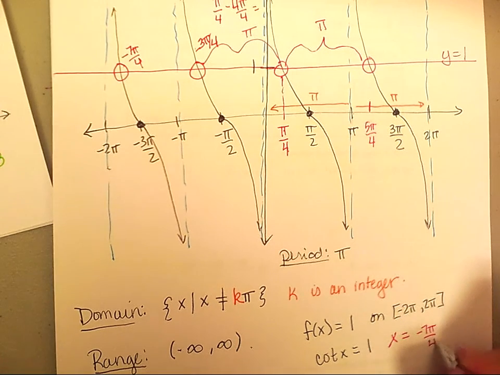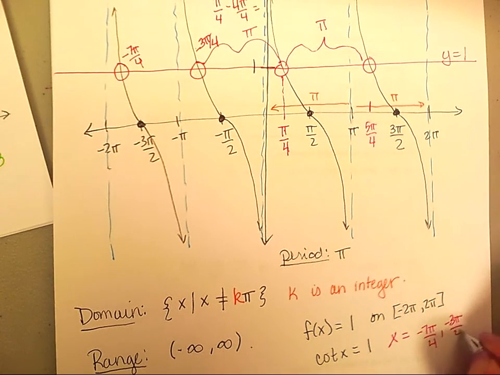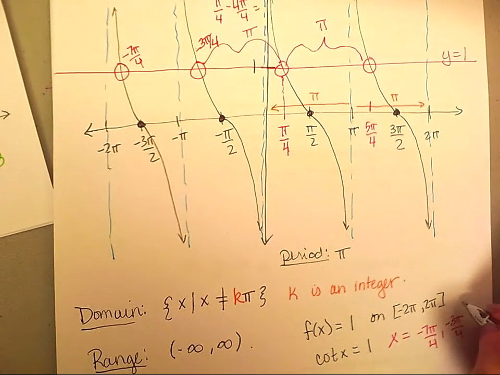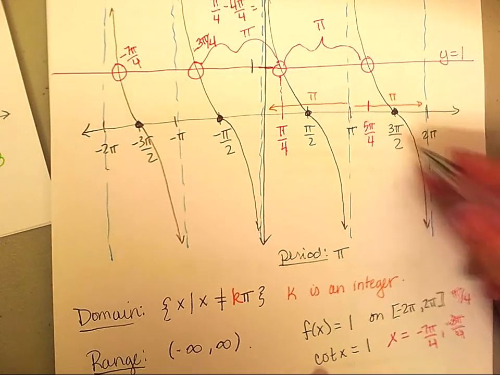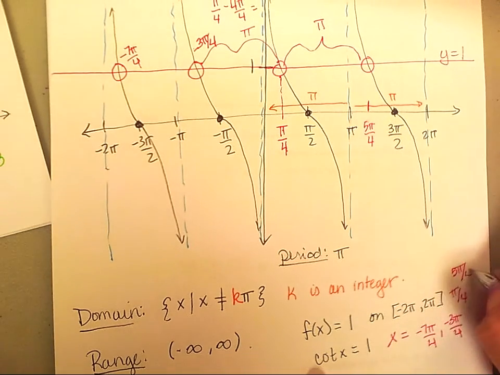So we get these 4 answers. x is equal to negative 7 pi over 4, negative 3 pi over 4, pi over 4, and 5 pi over 4.